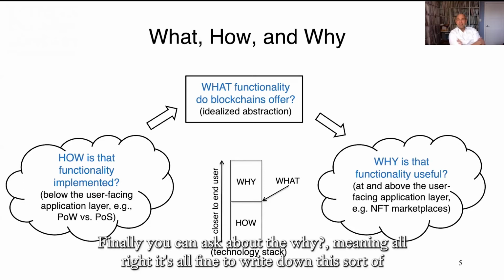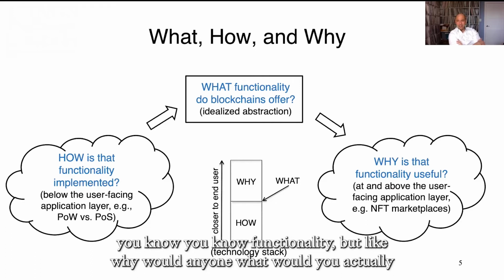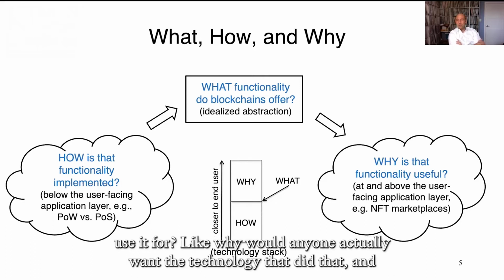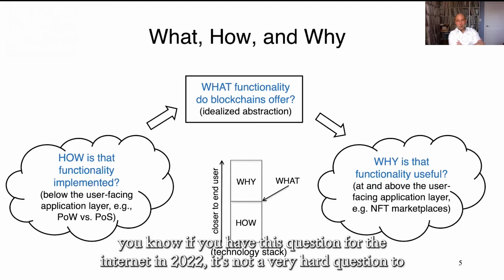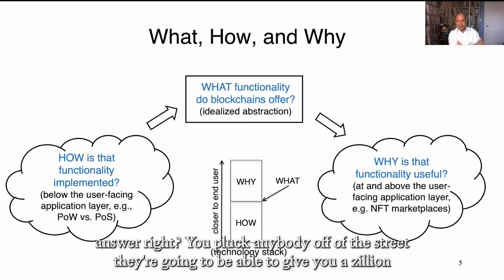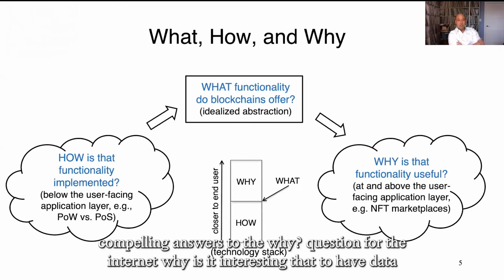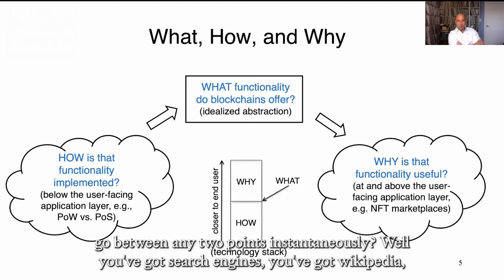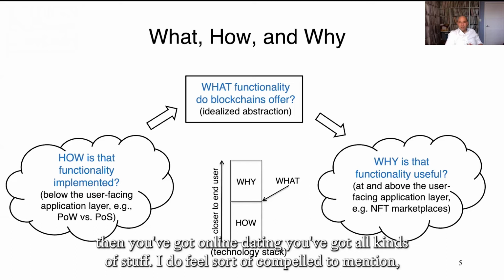Finally, you can ask about the why, meaning, it's all fine to write down this functionality, but what would you actually use it for? Why would anyone actually want the technology that did that? If you ask this question for the internet in 2022, it's not a very hard question to answer. You pluck anybody off the street, they're going to give you a zillion compelling answers to the why question for the internet. Why is it interesting to have data go between any two points instantaneously? Well, you've got search engines, you've got Wikipedia, you've got online dating, you've got all kinds of stuff.